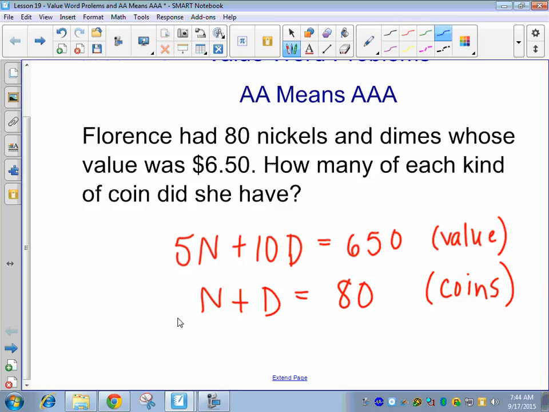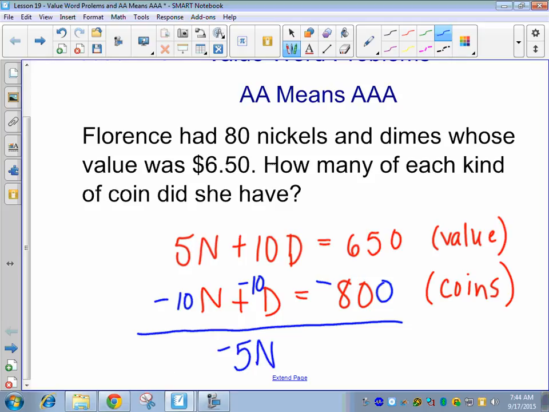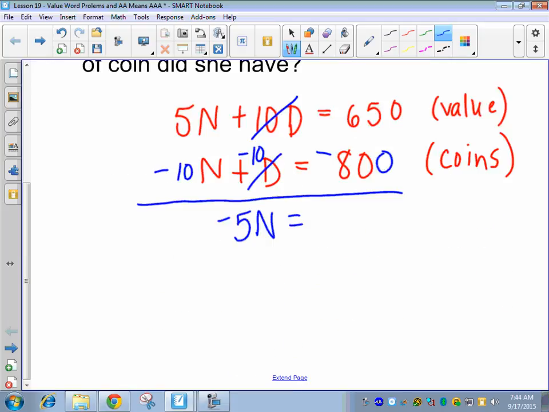I personally just want to multiply this whole bottom equation by negative 10 because 10s are easy for me, okay? And I can just write it down right here. So I can multiply this by negative 10. I can multiply this by negative 10. And I can multiply this by negative 10, which just adds the 0 on there, right? So I'm going to do elimination, but you could also do substitution. Okay, so this adds down. We get negative 5n. My d's will now cancel. And 650 minus 800, what's that?